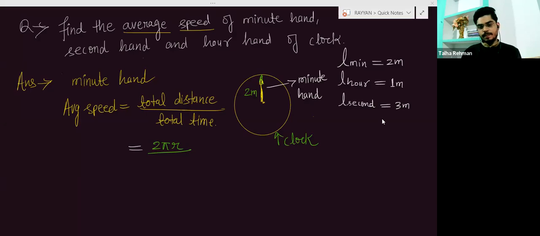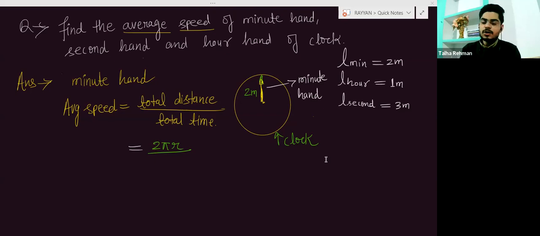Okay, now just tell me, how much time will the second hand of a clock take to complete one circle, if the clock is circular? Second hand: 1 second, 2 seconds, 3 seconds, 4 seconds. 1 minute. Okay.